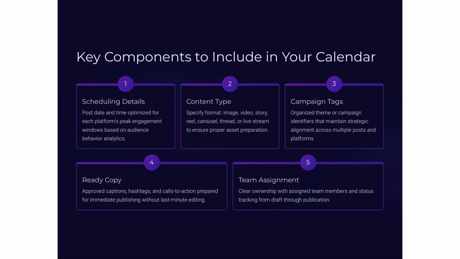Include scheduling details with optimized post times for peak engagement. Specify content type, image, video, or live stream for asset preparation. Use campaign tags for strategic alignment. Ensure ready copy with approved captions and hashtags. Assign team roles for clear ownership and track status from draft to publication.